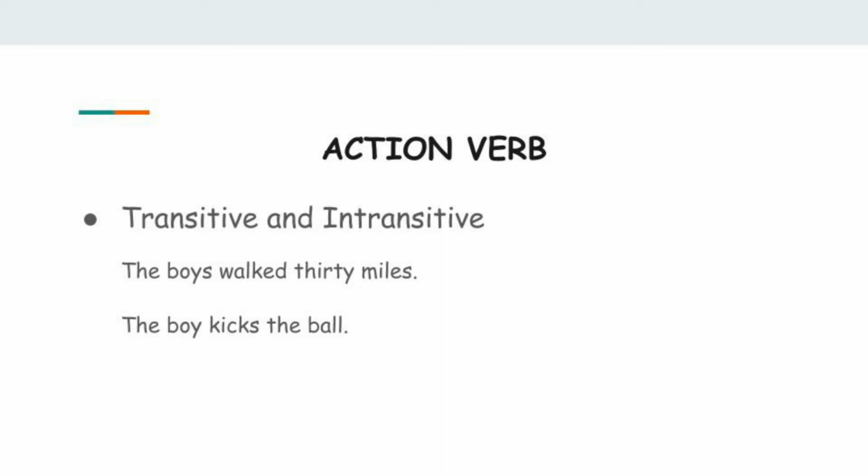Action verbs are divided into two groups: transitive verbs and intransitive verbs. A transitive verb always needs an object to receive the action, whereas an intransitive verb is an action by itself.